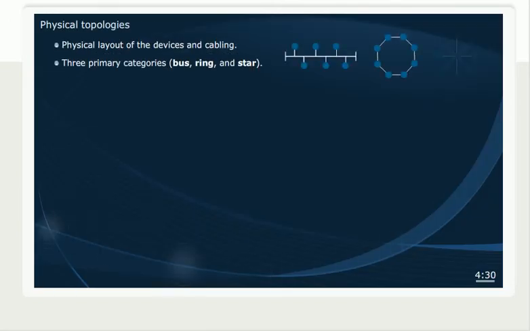There are two ways that we can describe a topology, physical and logical. Well, the physical is how things are connected up. And if you haven't seen this before, it's good to understand these three core building blocks for topologies. Bus, ring, and star. Let's look at the bus.